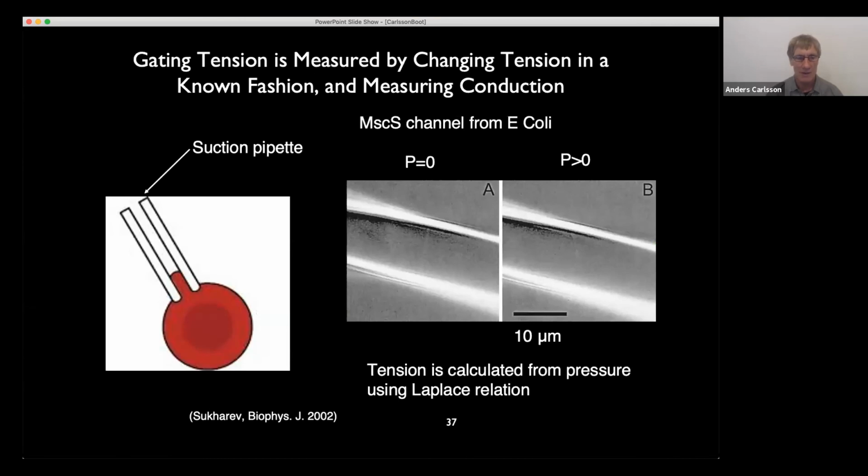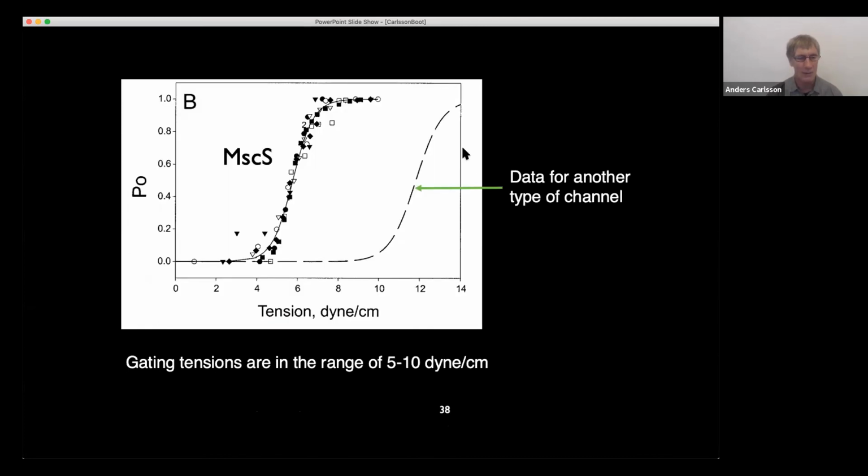The way we measure that is to put a suction pipette on the cell. If you look here, here's a little boundary. This is the boundary of the cell. You can see that when you pull on it, this bends. By evaluating the change in pressure at the same time as you pull on it, you can work out the tension in the membrane. And then you can measure the current through the mechanosensitive channels, and so you can get the opening pressure of the channels. And that's what you're seeing here.